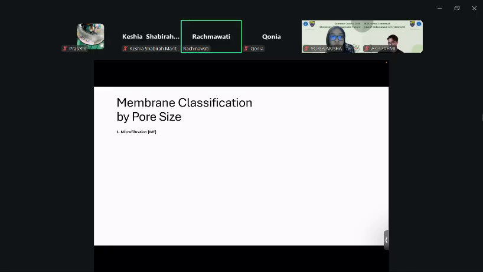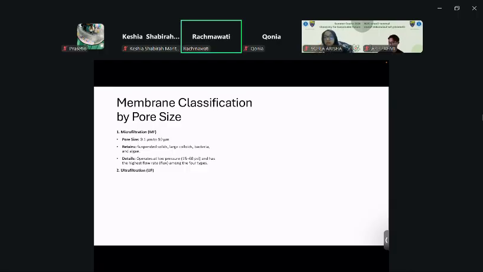So the first one is microfiltration, and you can see that the pore size is between 0.1 to 10 micrometer. It can retain suspended solids, large colloids, bacteria, and also some algae. This microfiltration operates at low pressure and it actually has the highest flow rate among the four types. So we have four types of this classification.